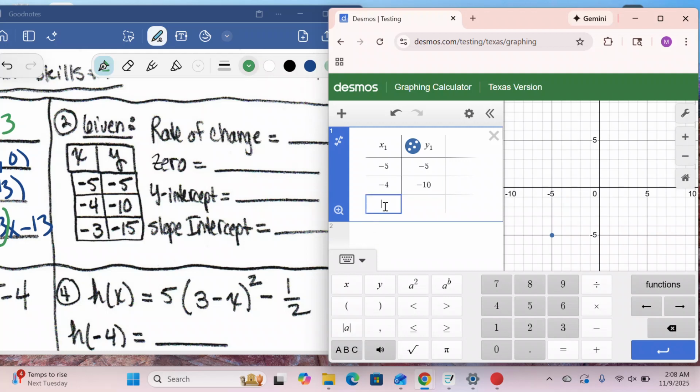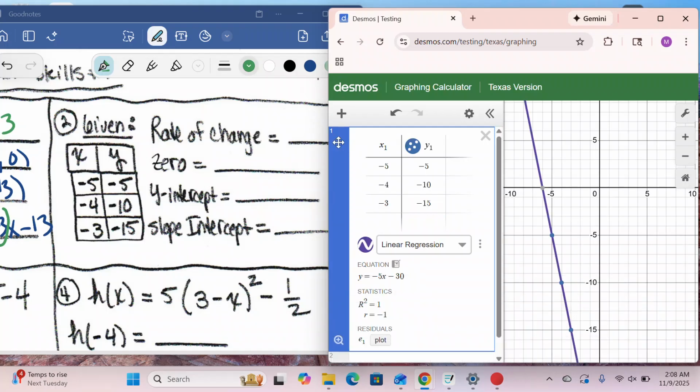And then my third one is -3, comma, -15. Going to have my line. I'm going to go ahead and press the button of the leaf, and I can find my equation right here, y equals negative 5x minus 30, where I can find my slope or rate of change being negative 5, and my y-intercept being negative 30.